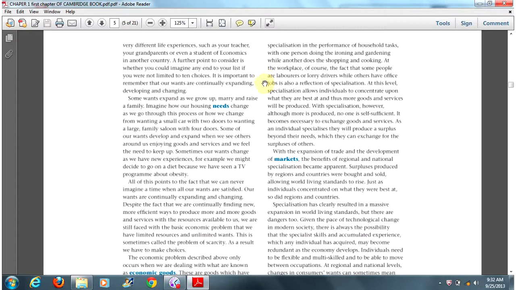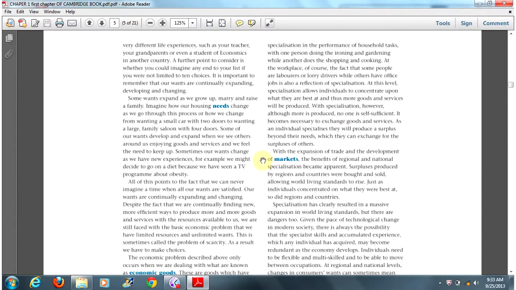At this level, specialization allows individuals to concentrate upon what they are best at, and thus more goods and services will be produced. With specialization, however, although more is produced, no one is self-sufficient. It becomes necessary to exchange goods and services. As an individual specializes, they will produce a surplus beyond their needs, which they can exchange for the surpluses of others. With the expansion of trade and the development of markets, the benefits of regional and national specialization become apparent.